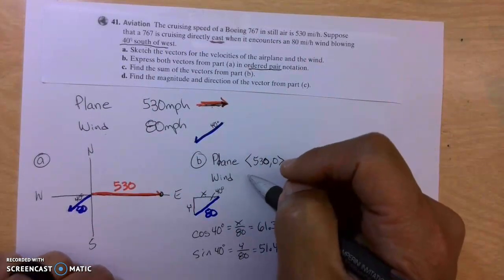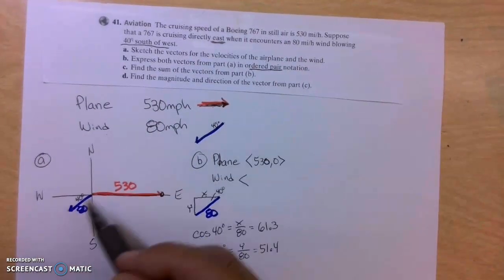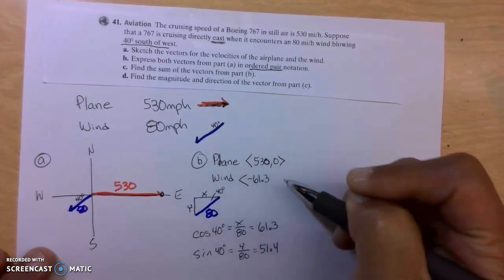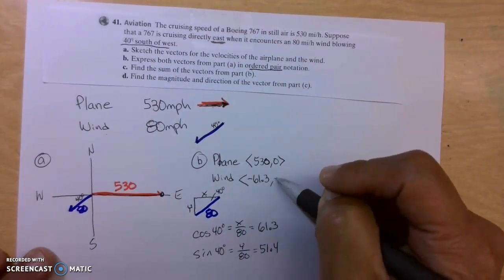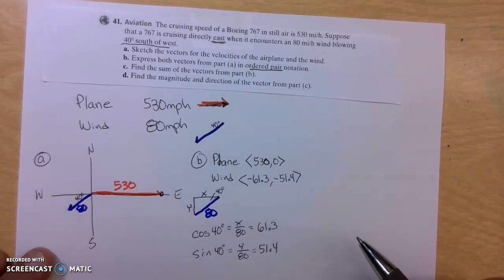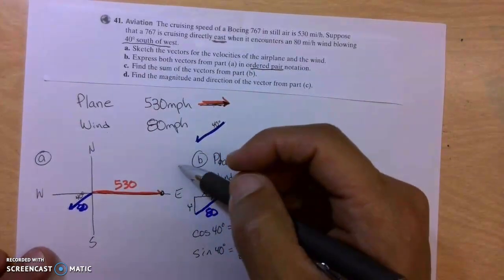All right, so what is the location? Well, it's negative 61.3, which implies going west, comma, negative 51.4, which implies going south. All right, that's part B.